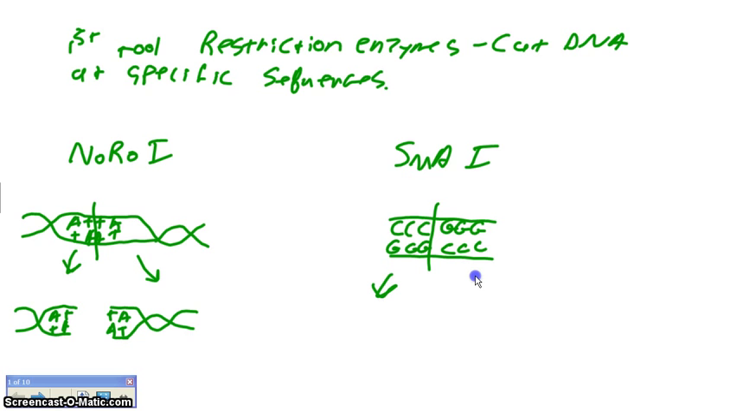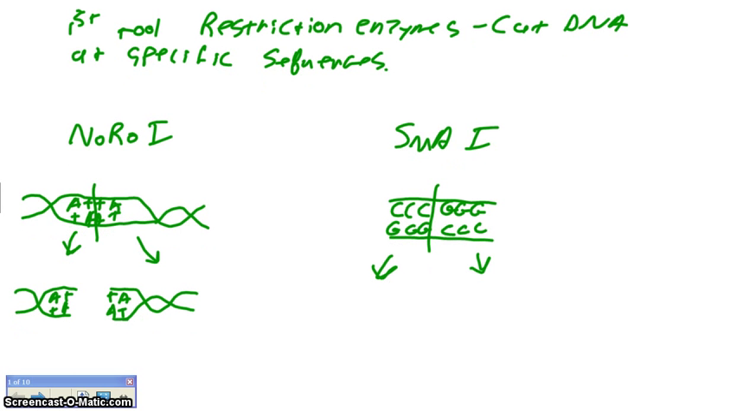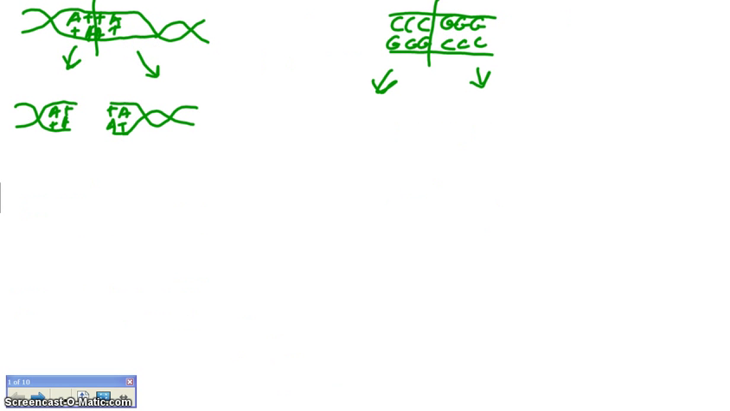So then we have two fragments. All right. So that's one type of restriction enzyme. And notice this restriction enzyme just cuts straight. So we call these blunt ends. Blunt ends meaning they're not sharp. They're not sticky, as we'll see our next two restriction enzymes do.